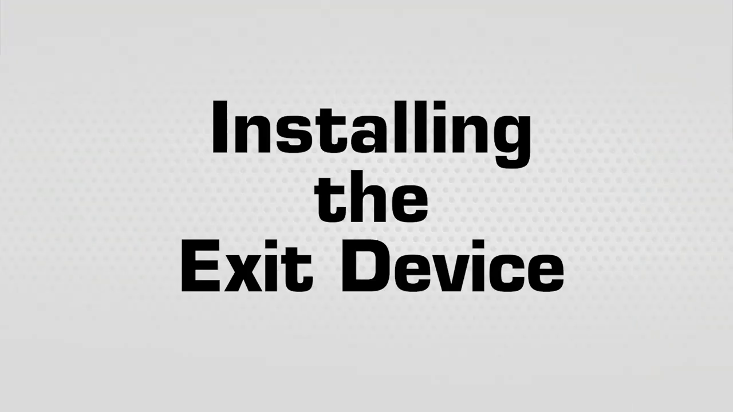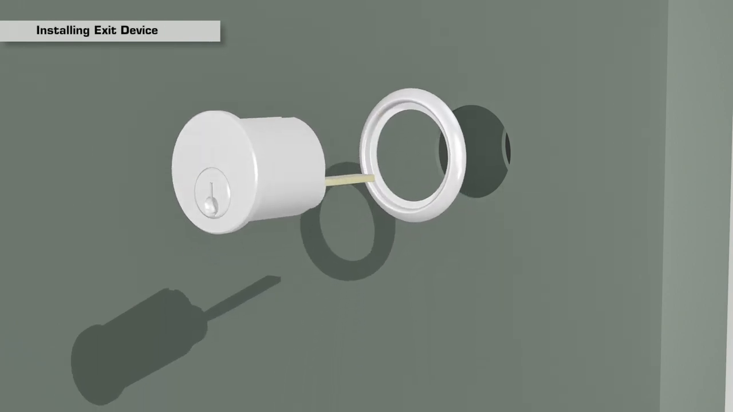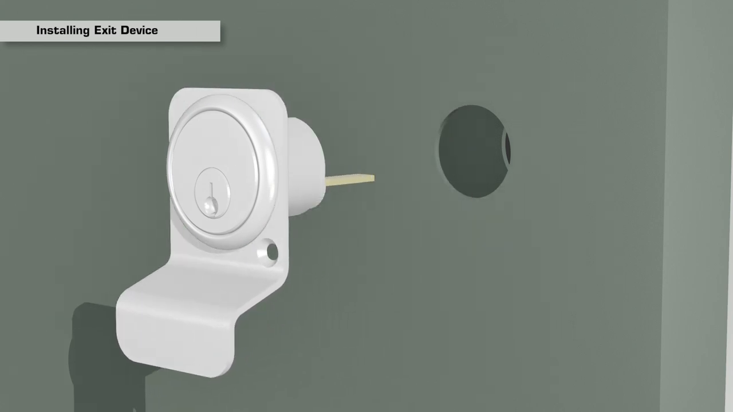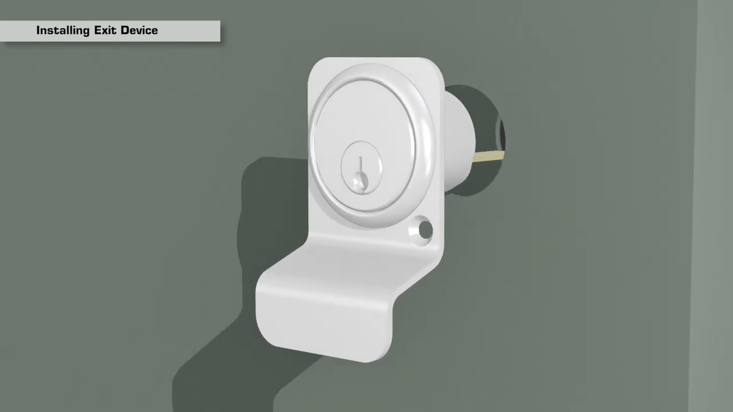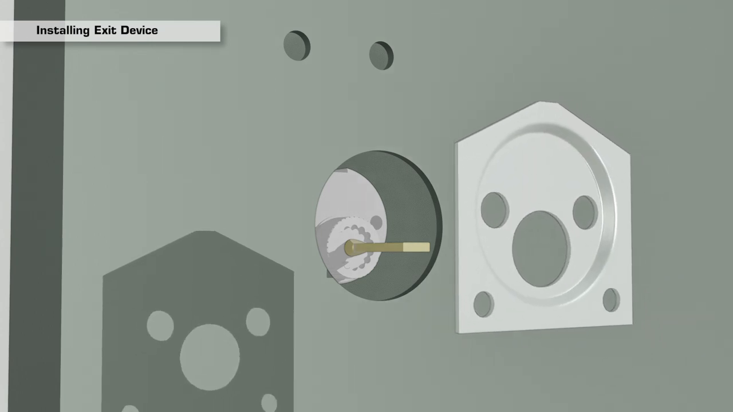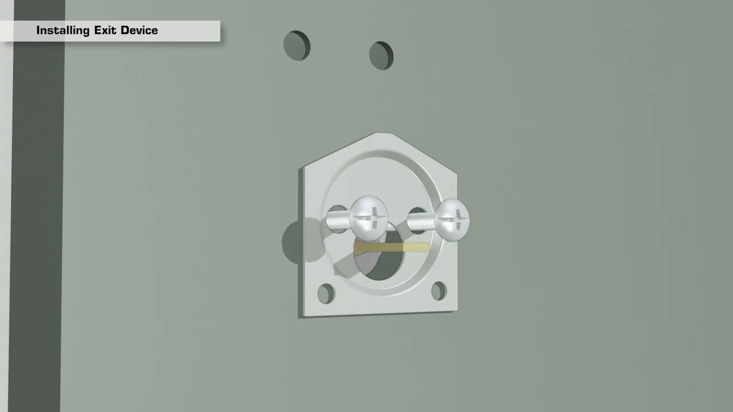Installing the exit device. To install the cylinder, first insert the cylinder into the cylinder collar, then into the finger pull plate. Place the cylinder assembly into the hole on the pull side of the door. Use the cylinder mounting plate on the push side and fasten with the two S8 mounting screws.